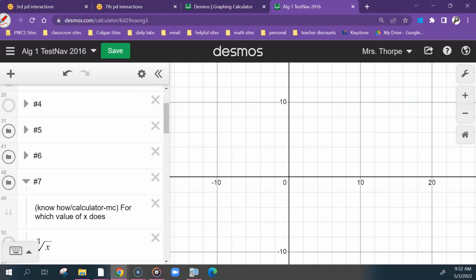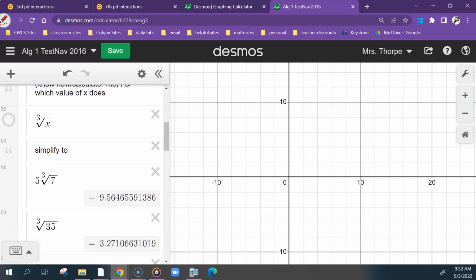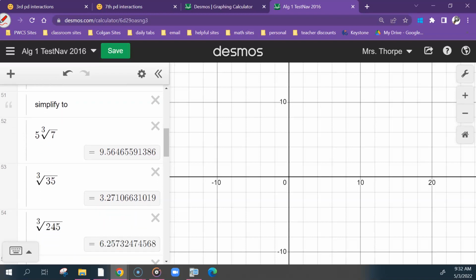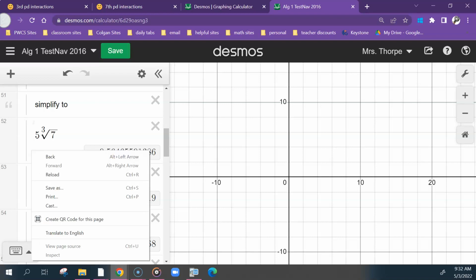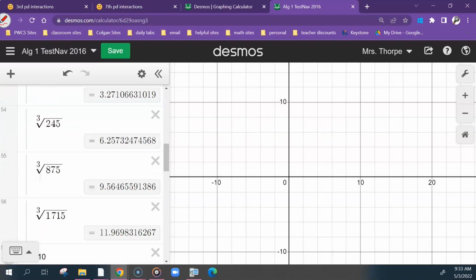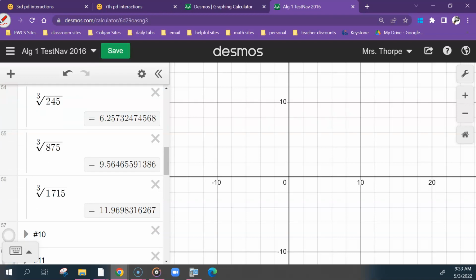For 7, you could put each of those into the cube root of X and see which one gives you the answer you're looking for. It wants you to get 5 times the cube root of 7. So if we put that in, one of these things needs to match that decimal, 9.564. We could put in the cube root of 35, that's not it. The cube root of 245, that's not it. Cube root of 875 does work, so that would be your answer. Questions on 7?